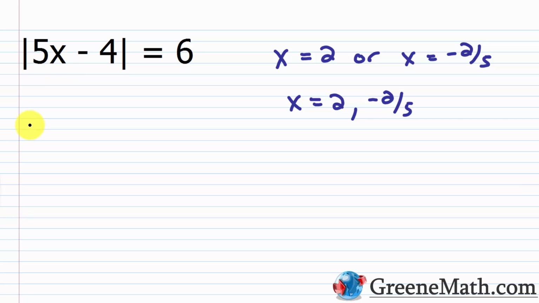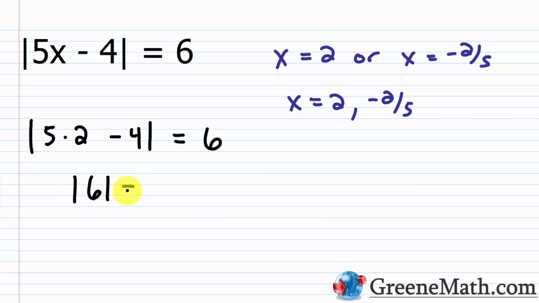So let's go ahead and check it. So the absolute value of 5 times 2, and then minus 4 is equal to 6. So 5 times 2 is 10. 10 minus 4 is 6. The absolute value of 6 equals 6. So 6 equals 6. So yeah, that's true. You can check that one off.